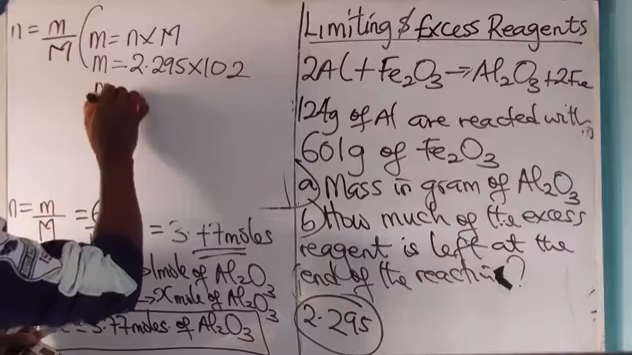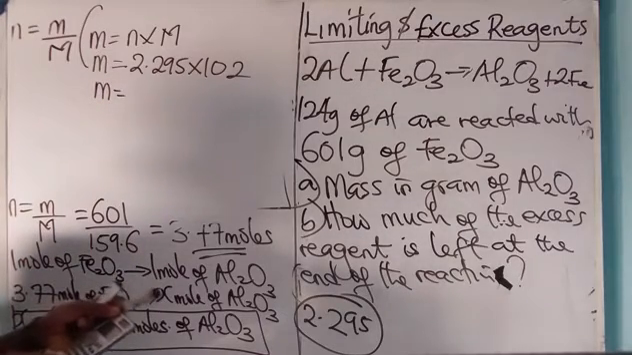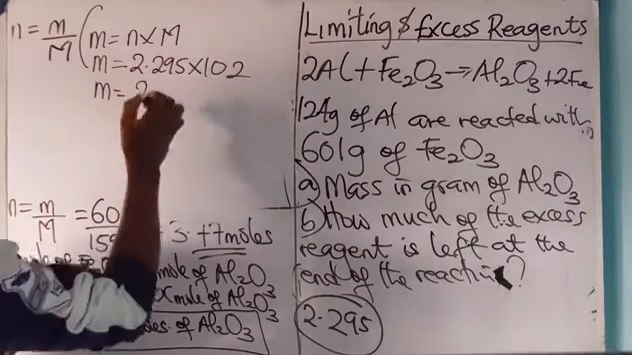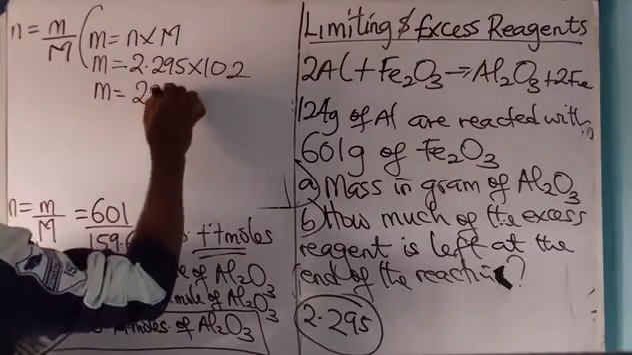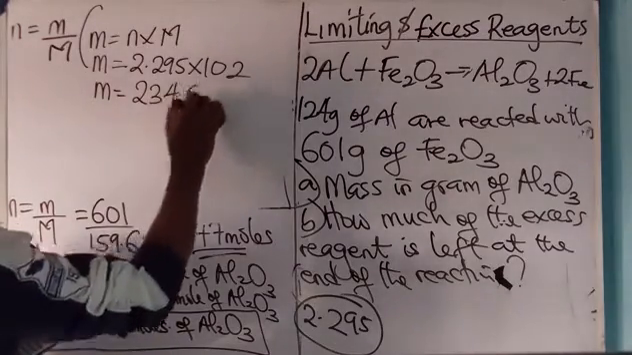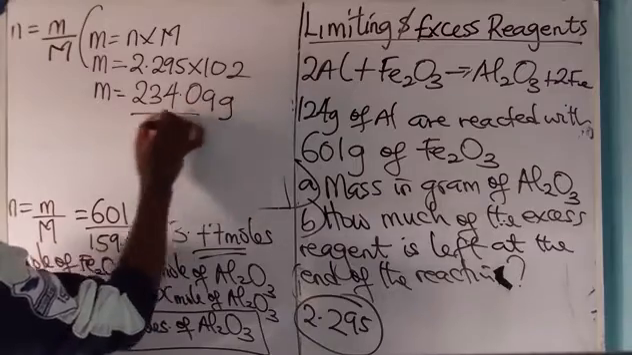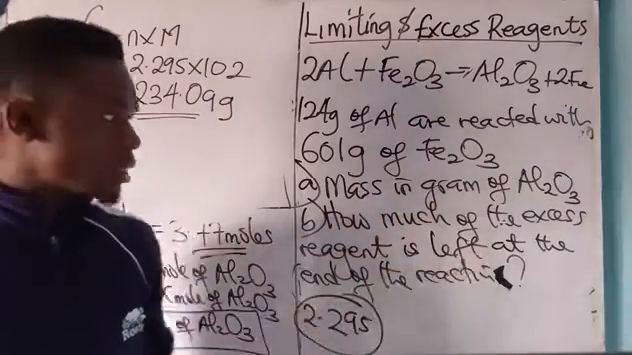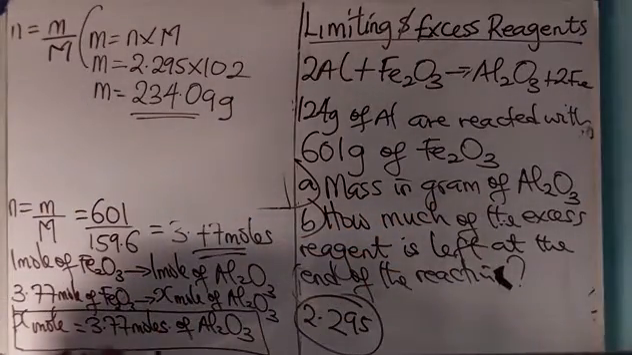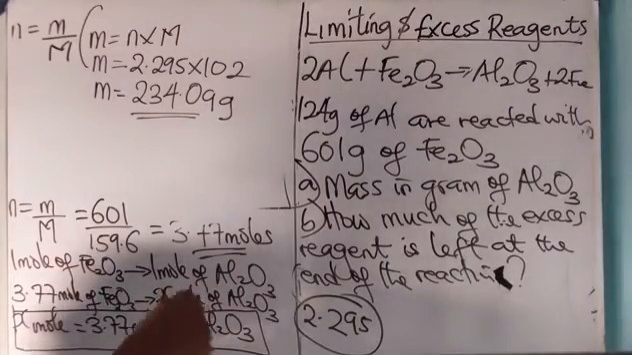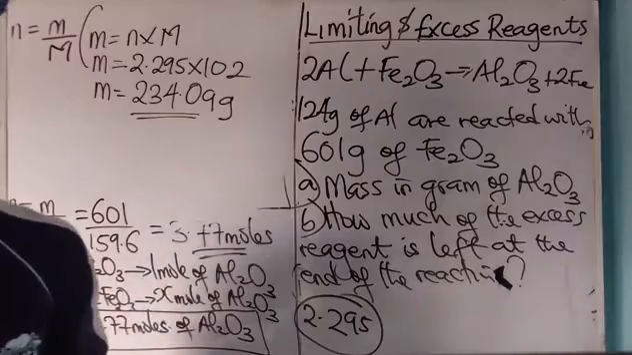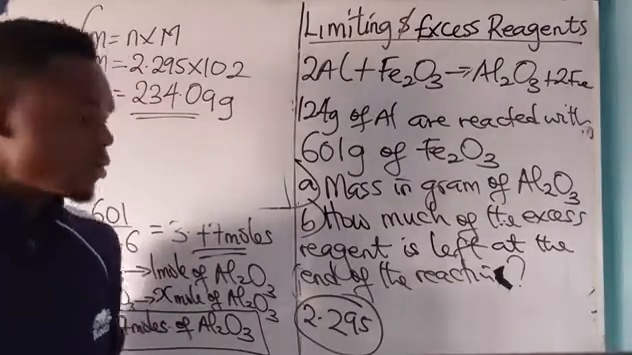Therefore, it means that the mass equals 2.295 times 102, which equals 234.09 grams. So this is the mass of aluminum oxide. So how much of the excess reagent is left at the end of the reaction?